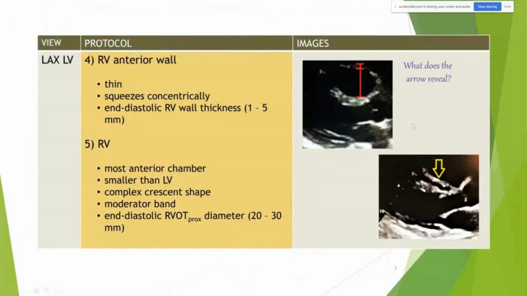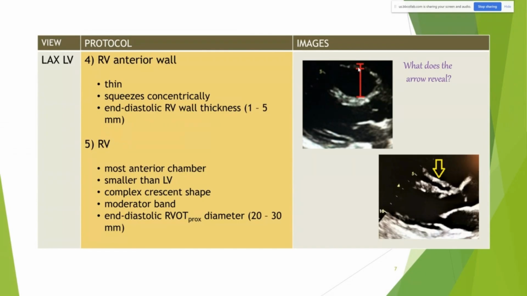So this RV anterior wall right here, it should be thin, it should squeeze concentrically, and in end-diastole, your RV wall should be between 0.1 to 0.5 centimeters or 1 and 5 millimeters. If it's greater than 5 millimeters, it's exceptionally thick. We don't want that.